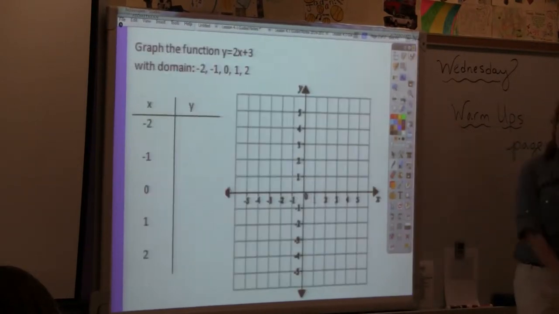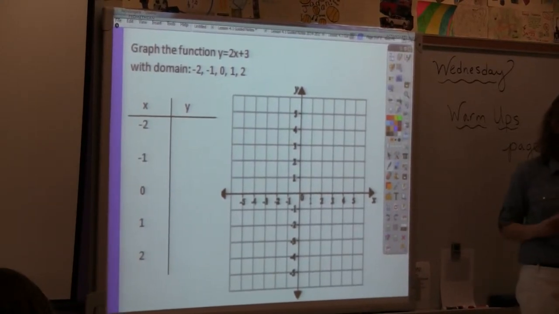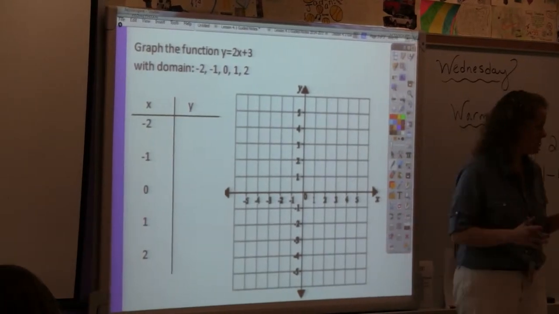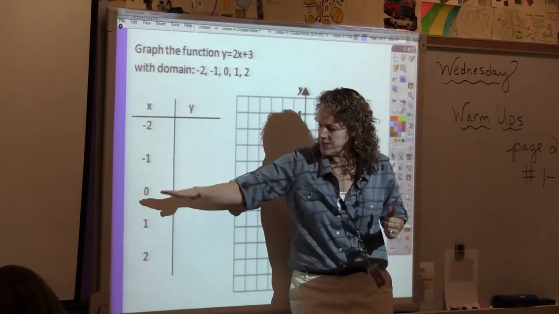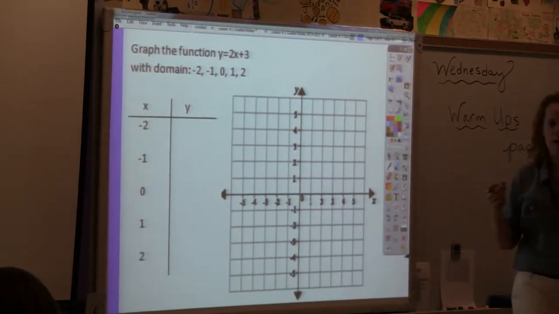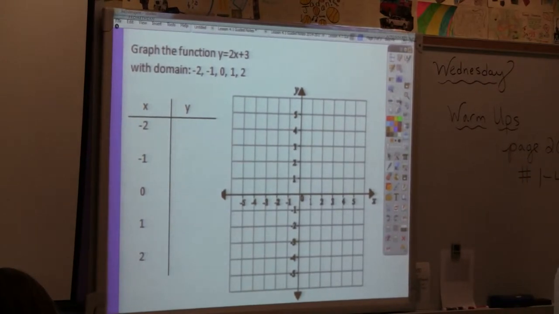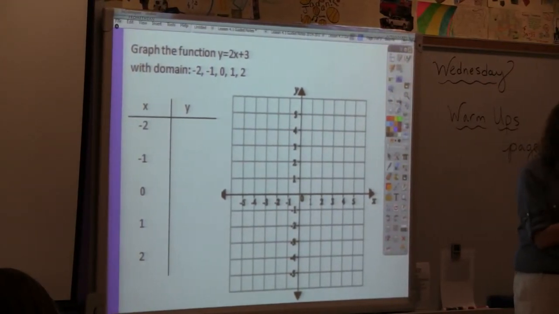All right, next section. We're going to graph the function. We have a linear function, y equals 2x plus 3. We have a specific domain. This is going to be our standard domain: -2, -1, 0, 1, 2. I like those numbers because we get a couple positive, a couple negative, and 0. And everything is kind of centered around the origin, so it's reasonable to graph.